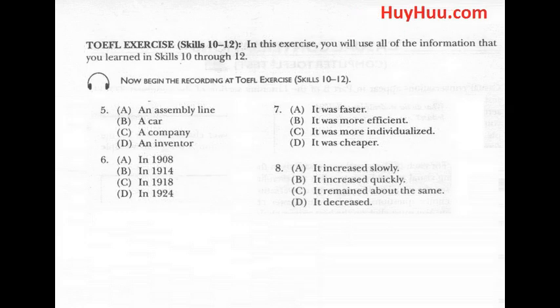Questions 5 through 8. Listen to a lecture by a business professor. Henry Ford's Model T automobile is a great example of the benefits of mass production. Henry Ford introduced the Model T in 1908. These first Model T cars weren't mass-produced. They were sold for a price of $850 each.